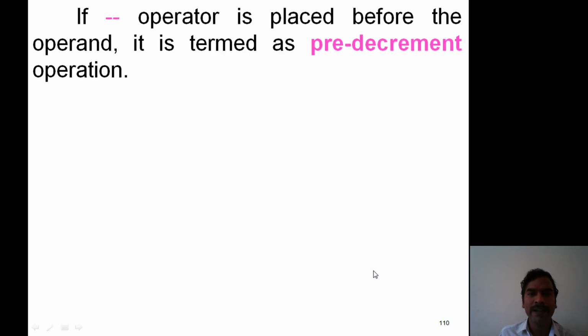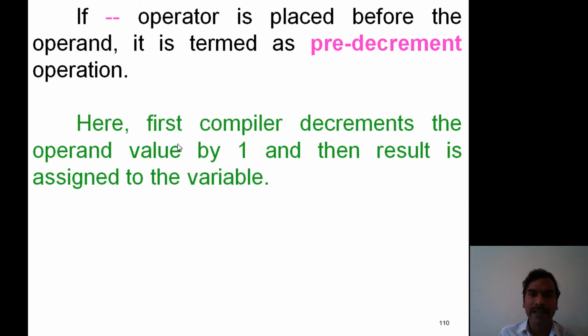First one, pre-decrement operation. If the minus minus operator, that means decrement operator, is placed before the operand, it is termed as pre-decrement operation. In pre-decrement operation, first the compiler decrements the operand value by 1 and then the result is assigned to the variable. So first decrement the operand value by 1 and then the result is assigned to the variable.